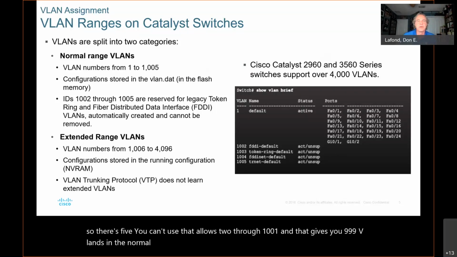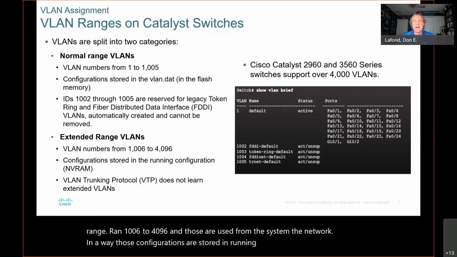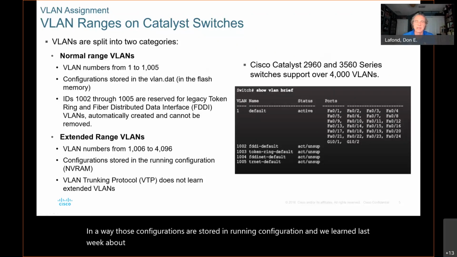Now, there are also VLANs in the extended range, 1006 to 4096, and those are used by the system, the network, in a way. Those configurations are stored in the running configuration. And we learned last week about VTP and how VTP allows switches to send and receive VLAN information between each other.